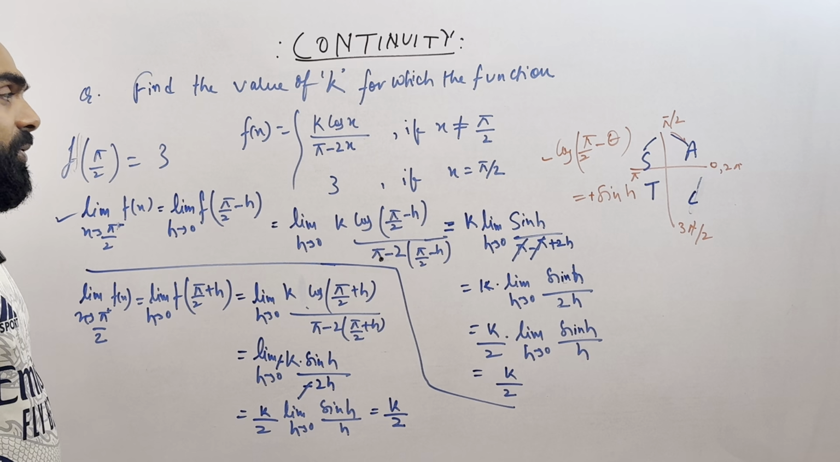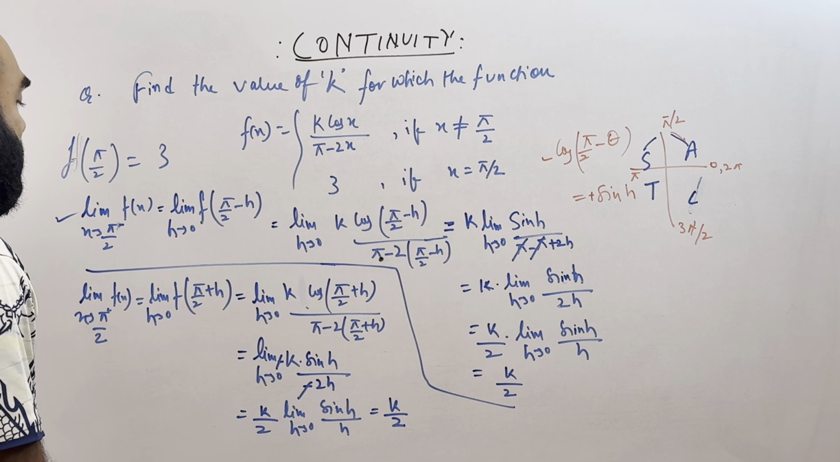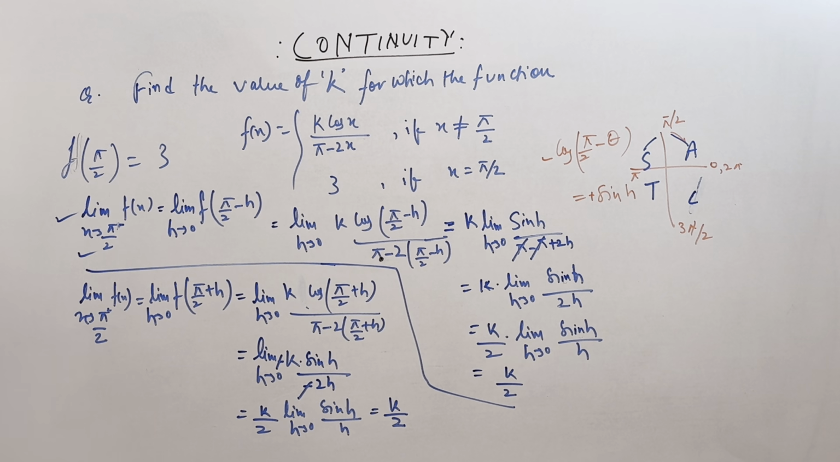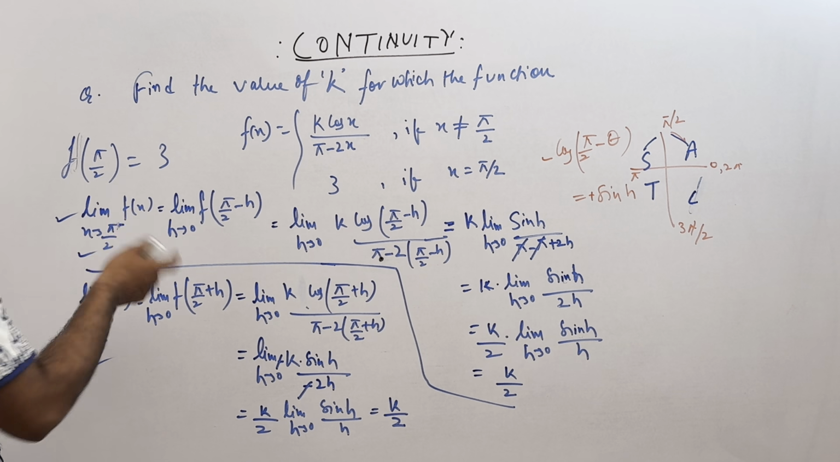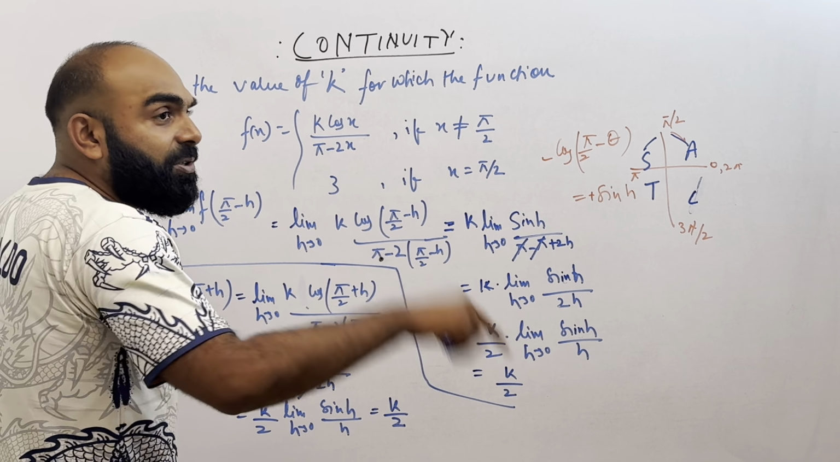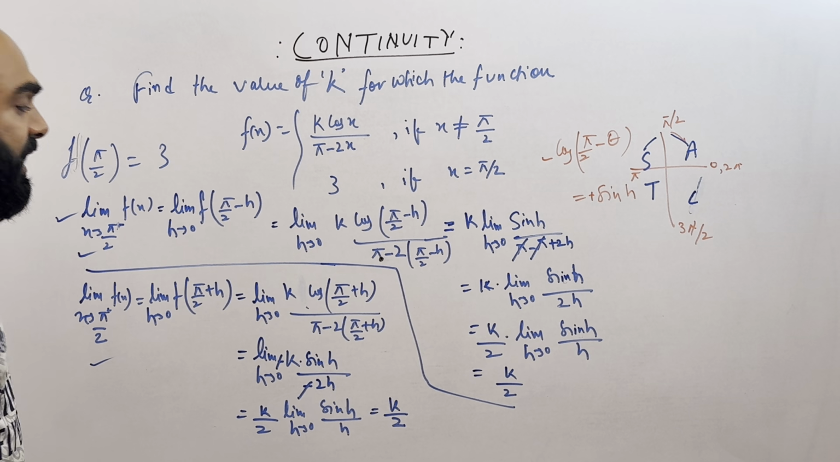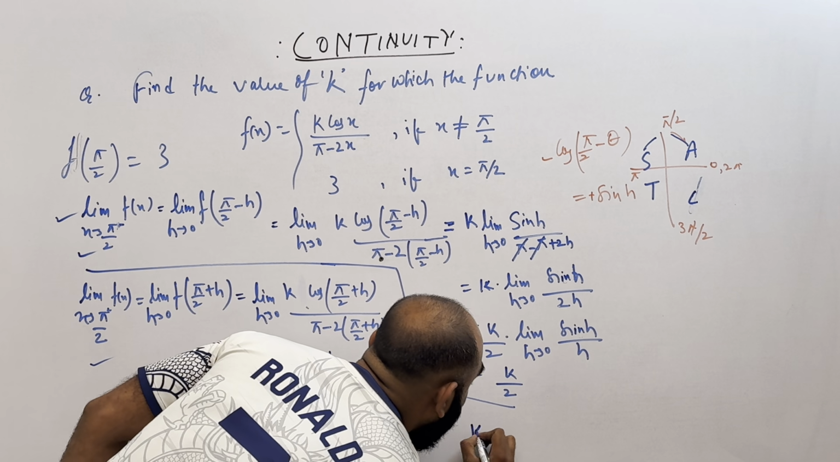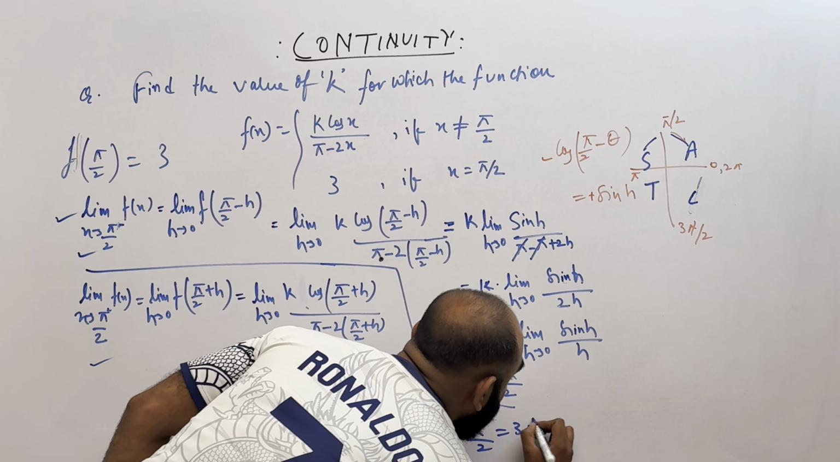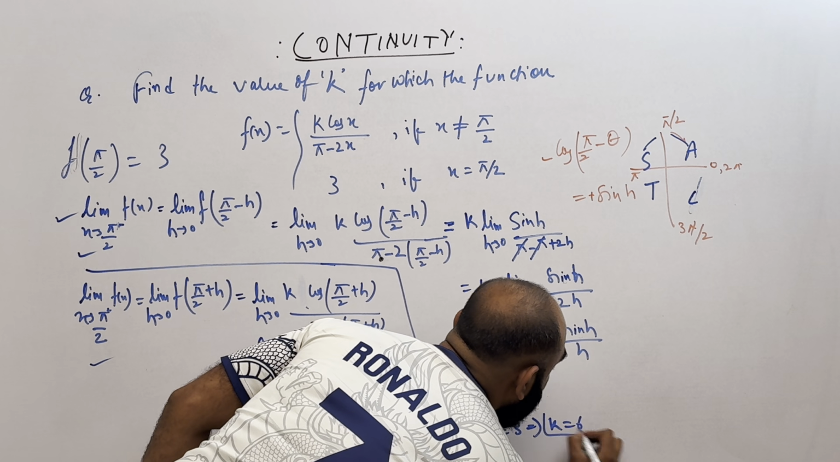Since the given function is continuous, the left hand limit is k by 2, the right hand limit is also k by 2, and f of pi by 2 is 3. Means k by 2 is equal to 3. So what is the k value? k by 2 is equal to 3, which implies that k is equal to 6.